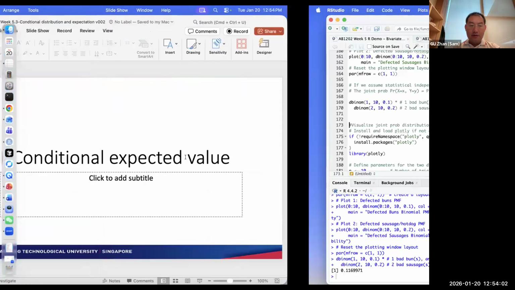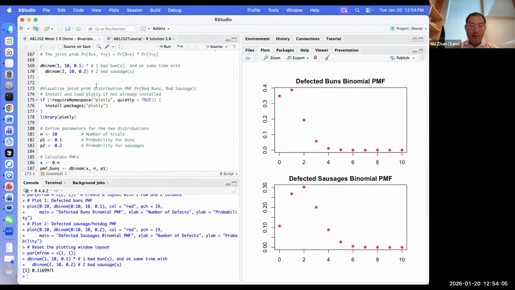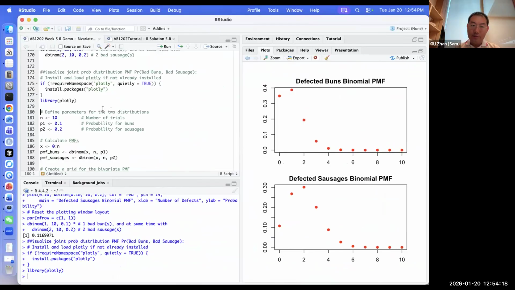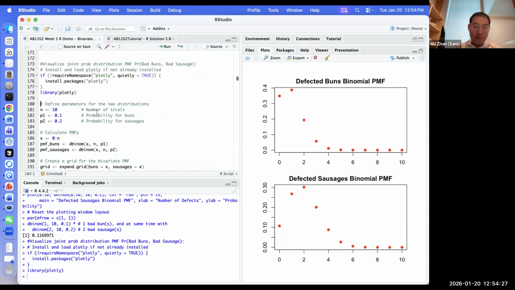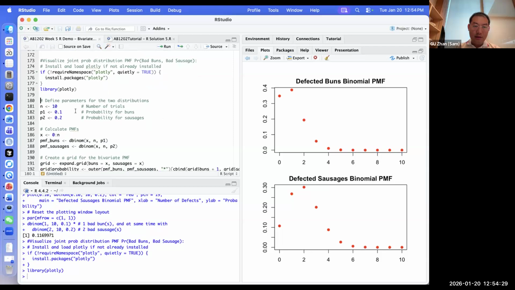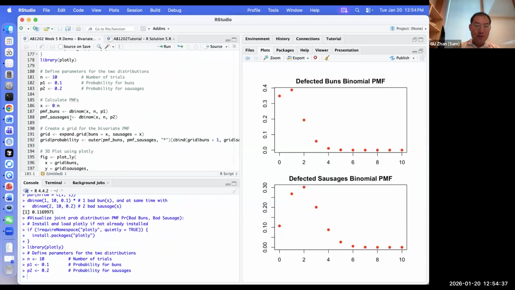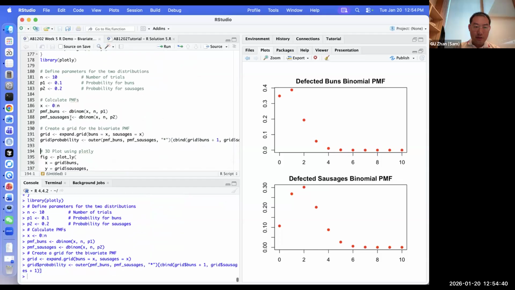Next we're going to visualize a joint probability distribution, the probability of bad buns and bad sausage taking different numbers of defects. You're not required to understand the code here, but understanding what we want to visualize. For the two distributions, number of trials is 10. Probability of defect for buns is 0.1. Probability of sausage defect is 0.2. These align with the slides. Calculate the PMF. So create a grid of.